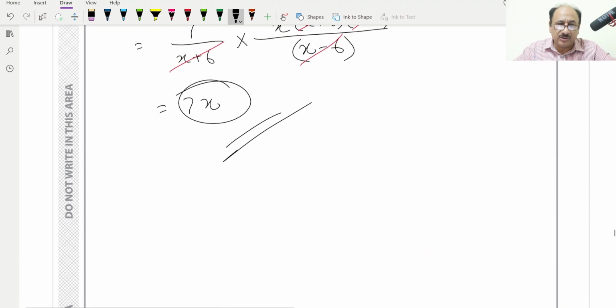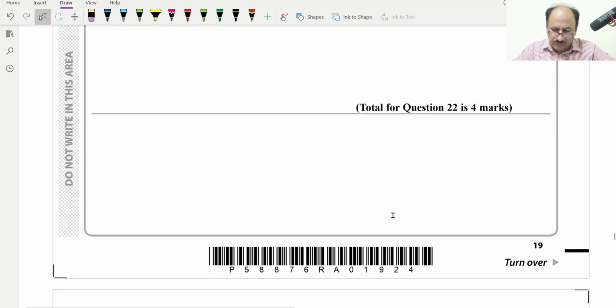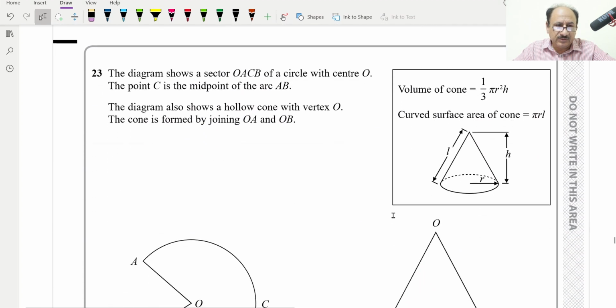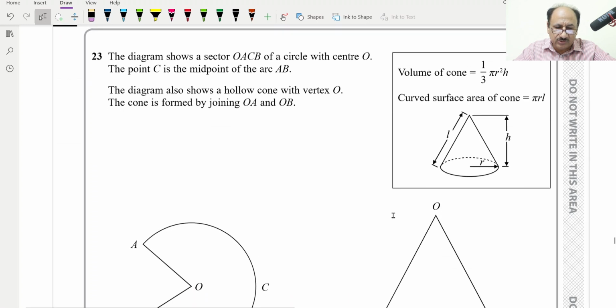Okay, so we have written over here. Next is question number 23. This is an interesting question, a little tricky also, and you will have to focus on this question properly.